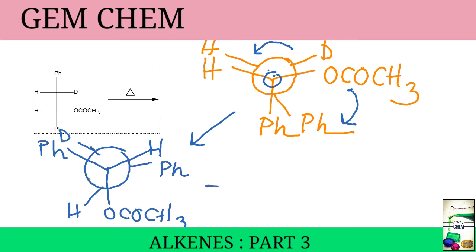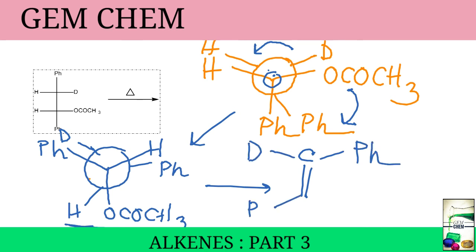Right. Now we will write the product. On elimination of these two, we get actually this product, C, PH, D, PH, H. This is our first product and this product is most likely.